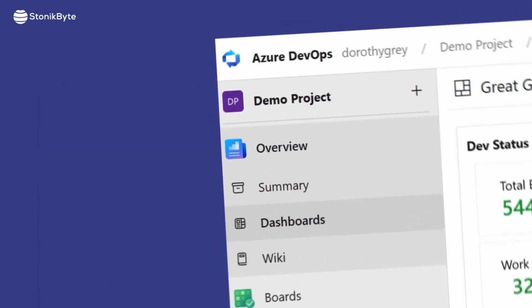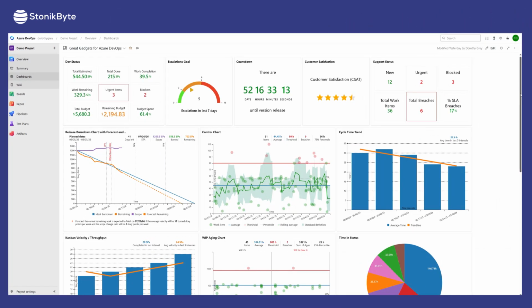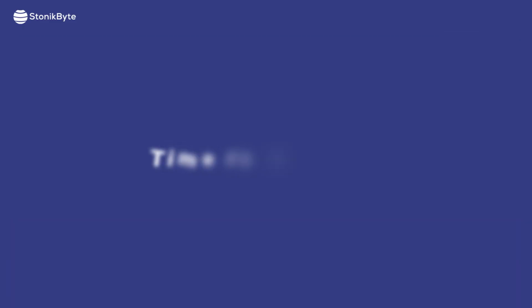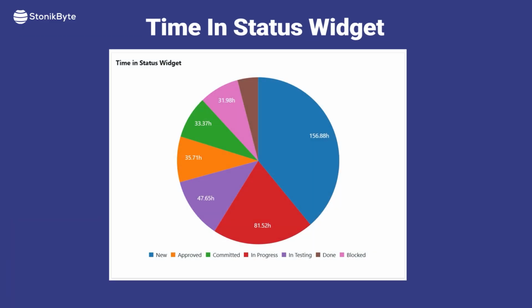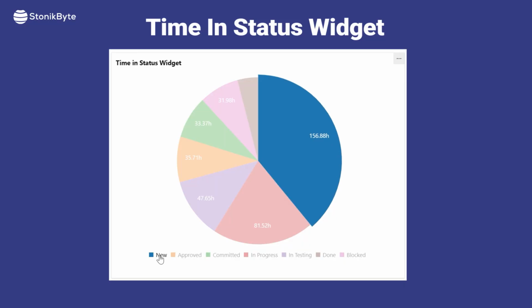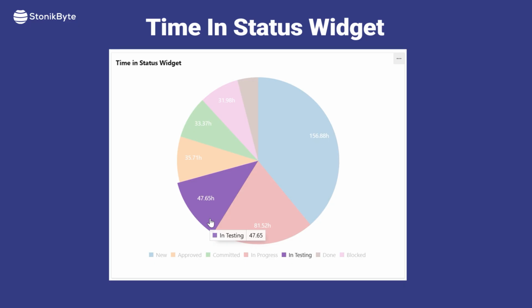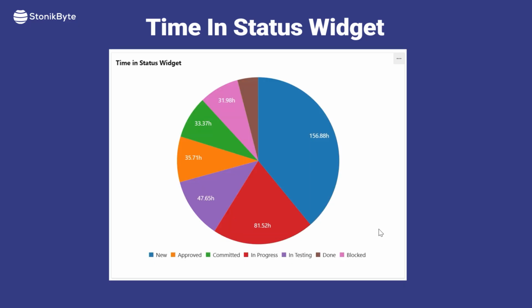Great Gadgets for Azure DevOps offers a variety of useful widgets for tracking your projects in a truly agile way. The Time In Status Widget indicates how long the work item stayed in each workflow state category, or board column. It helps you identify which parts of your workflow are time-consuming and should be improved.